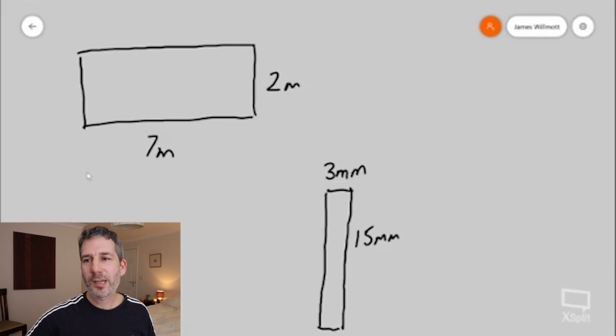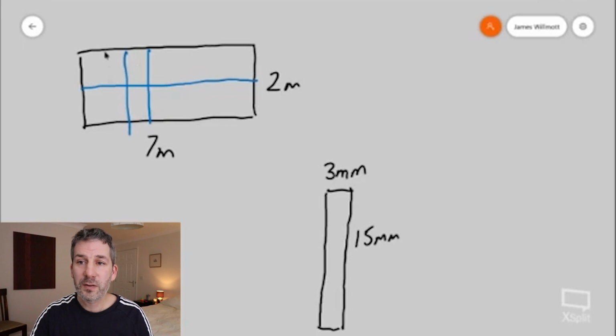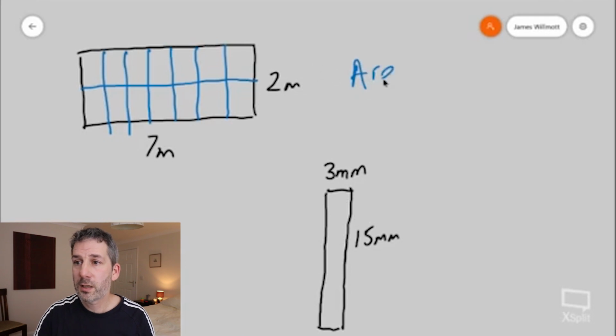So I've got two rectangles again, and we want to know how many squares would fit into this first rectangle. Well, I don't need to draw them on now. I've told you what the rule is. You're just going to multiply those two numbers, but just to drive home the point of why you would, we've got 2 rows of squares, and in each row we're going to have 7 squares. So we've got 2 rows, 7 squares in each row, so that's 2 lots of 7, which is going to be 14. And the area, therefore, is equal to 2 meters multiplied by 7 meters.